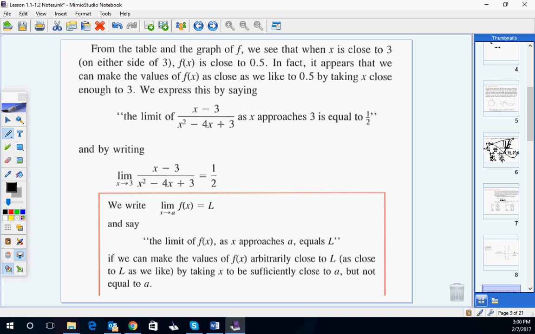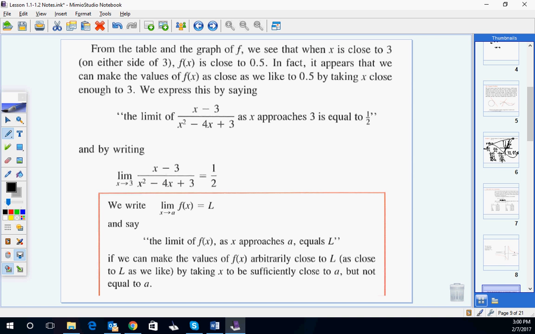Okay, so we write the limit as x approaches a. A is the value where you're evaluating it, so x goes to 3. The limit of f of x as x approaches a equals L. So L would be 1/2 in this case.